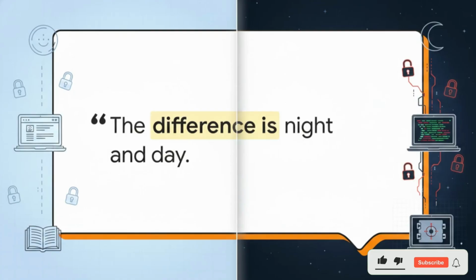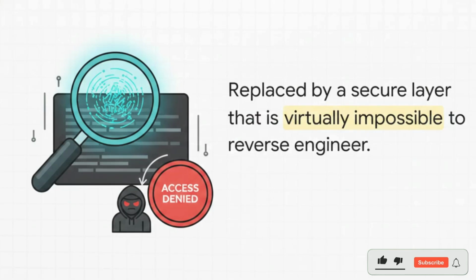And this brilliantly illustrates the complete transformation we've been walking through in this explainer today. As the source material puts it, the difference is night and day. You've basically taken an open book, easily read by literally anyone, and turned it into an impenetrable fortress. And you did all of this while keeping the actual web page functioning perfectly for the people you actually want using it.